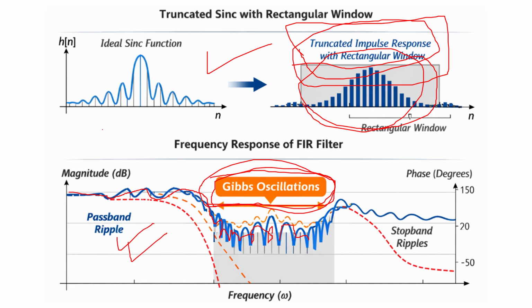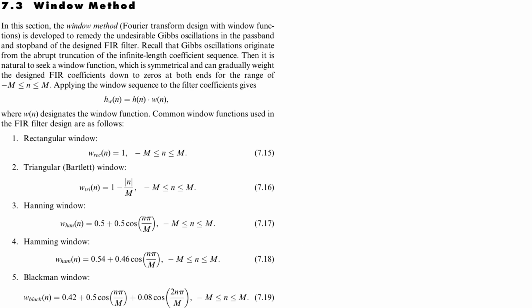In order to achieve the smooth curve, we are trying to design multiple types of filter. Multiple types of window we are using so that our curves will be smooth. That is why we are talking about the window method. If you recall, the Gibbs oscillation originates from the abrupt truncation of the infinite length coefficient sequence. Then it is natural to seek a window method.